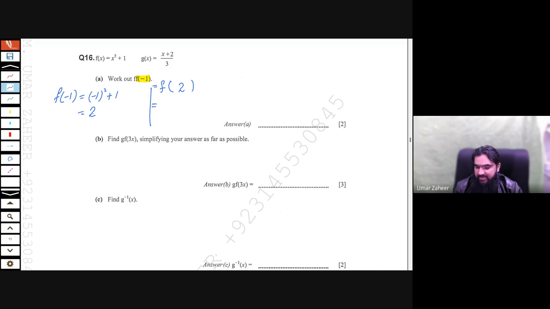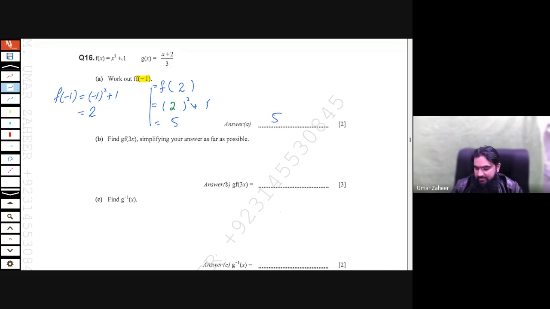The f function is x square plus 1. So x square plus 1. And at the place of x, we have to substitute 2. So 2 square is 4, 4 plus 1, 5.